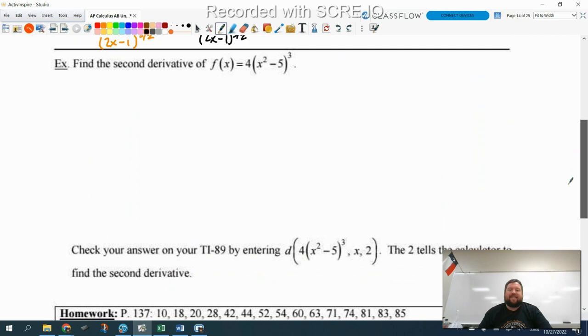All right, next thing we're going to do is find the second derivative. So this is where you find the derivative of the derivative. So you're going to find the first derivative, whatever that is, you're going to take the derivative again, and that's going to be your second derivative.